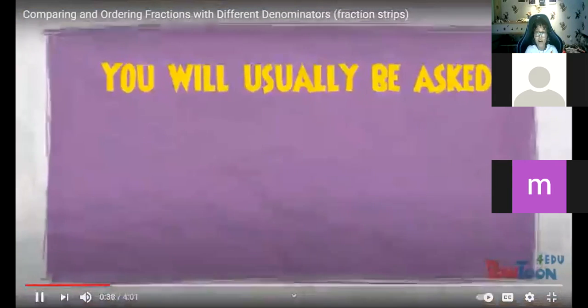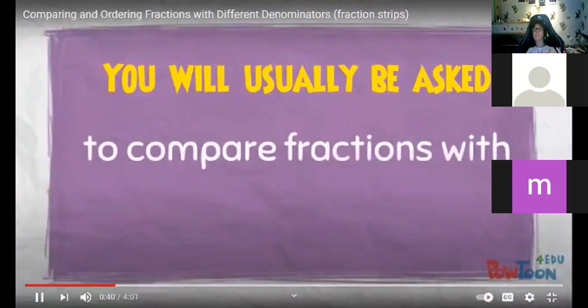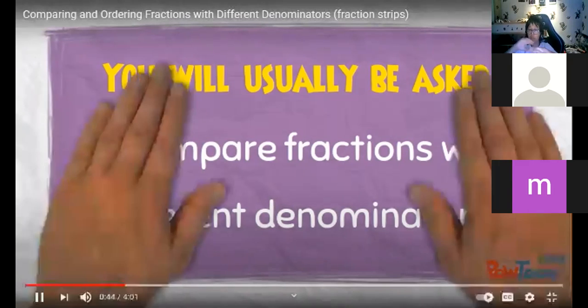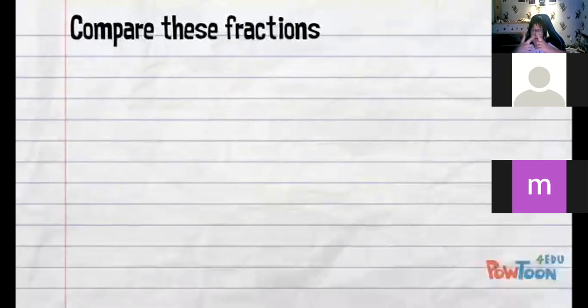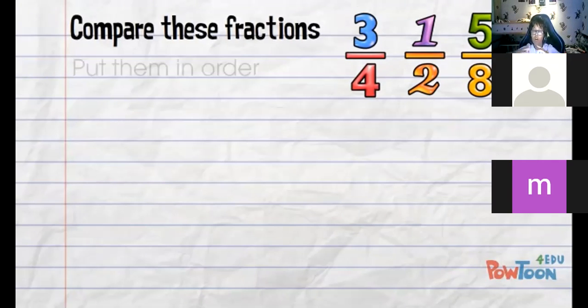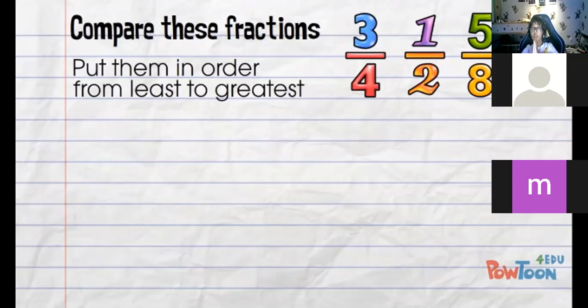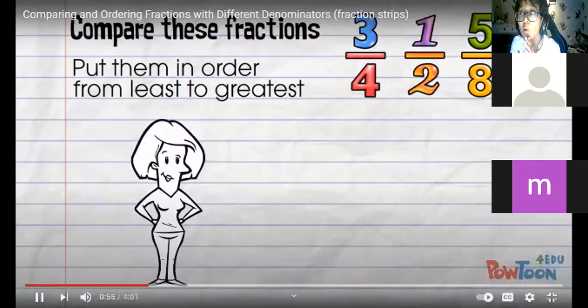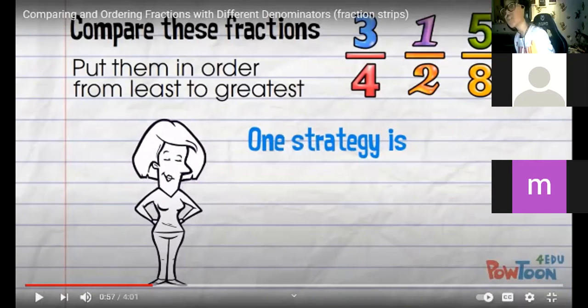But you will usually be asked to compare fractions with different denominators. Let's say we have to compare these fractions. We have to put them in order from least to greatest. We think our way through the problem. Now here we have 3 fractions, 3/4, 1/2, and 5/8. We need to order them from least to greatest.